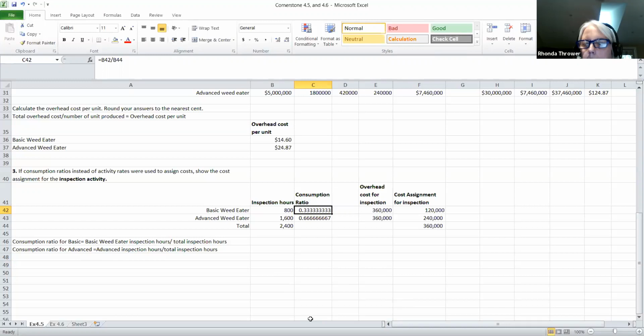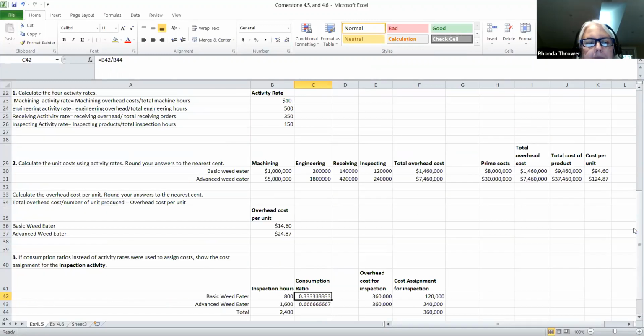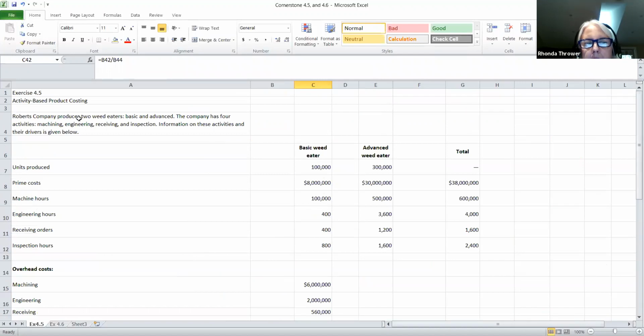And so this problem was mainly devoted to activity-based costing. And we did it with activity rates, and we also did it based on consumption ratios.